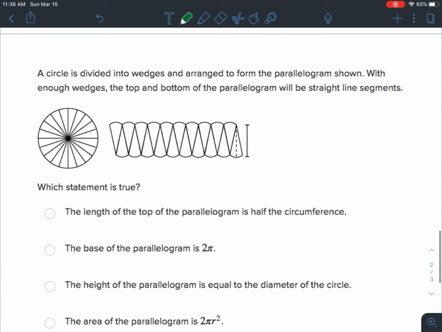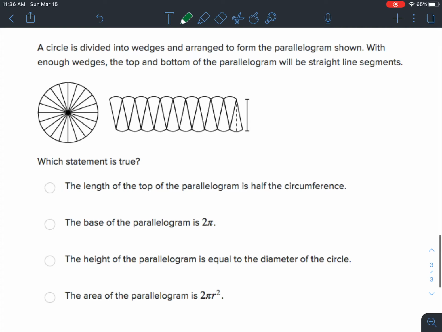Second example like that, this one only has one that's true, so we're going to make the other 3 that are false true. The length of the top of the parallelogram, that's the same as the base, is half of the circumference, so that's the one that's true. So we need to figure out what's wrong with the rest of them. The base of the parallelogram is 2 pi. It should instead be pi times the radius.